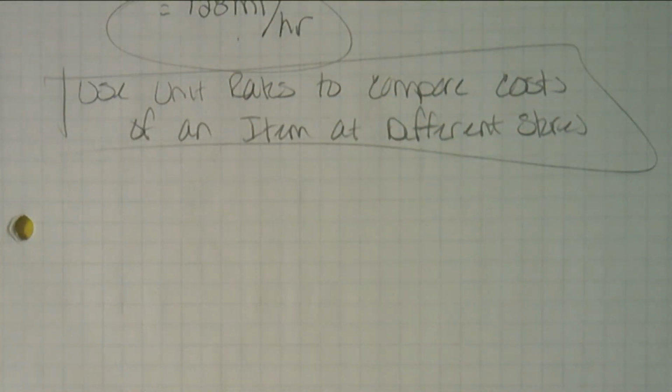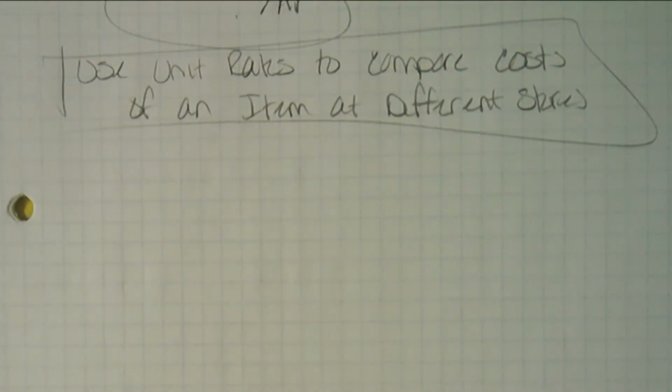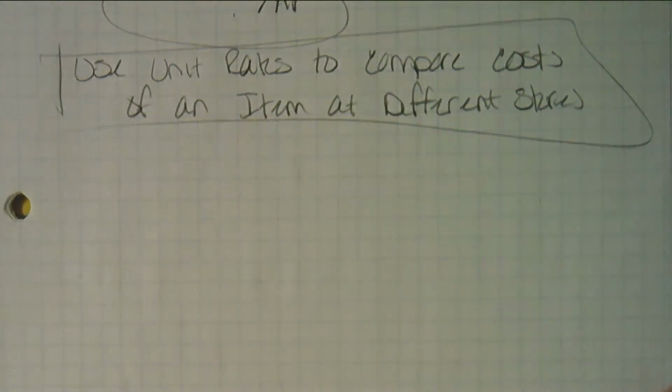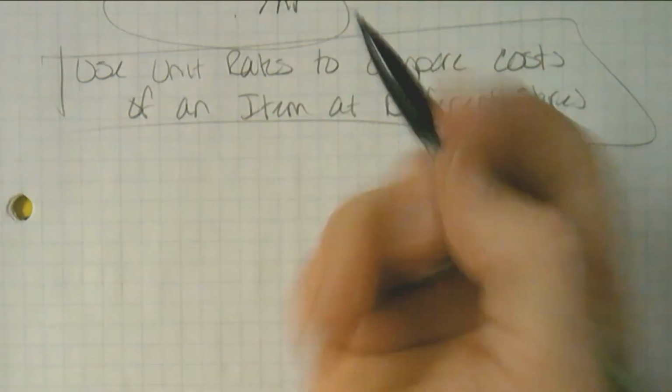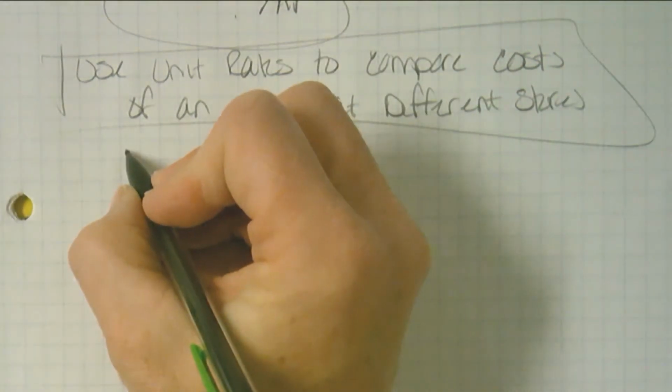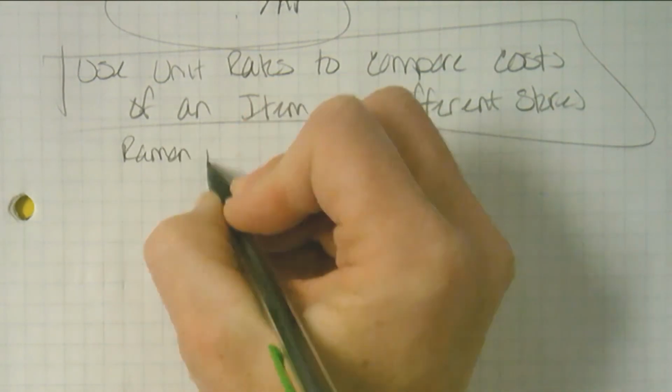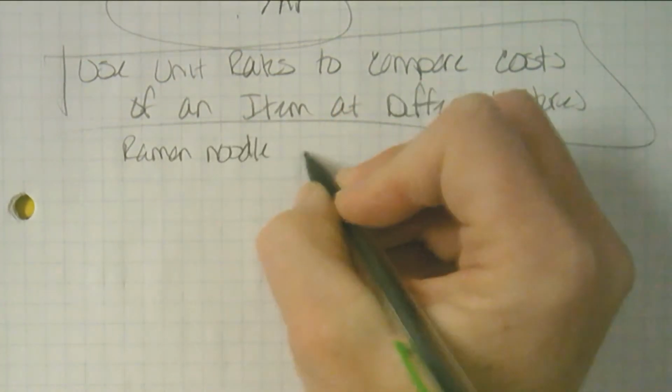Yes? It's going to have you do problems like this. It's going to say, what is the better buy, is what they might say. All right, so let's take a look. So let's say that we are talking about ramen noodles. Ramen noodle packs.